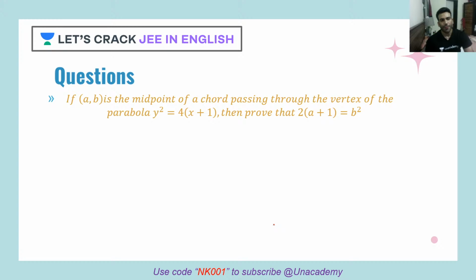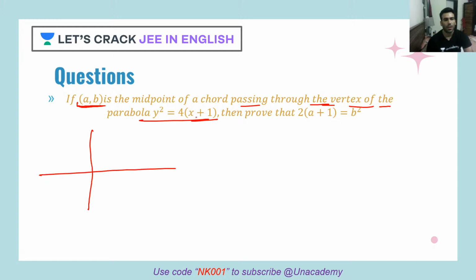If AB is the midpoint of a chord passing through the vertex of the parabola. So this is my parabola, and I can clearly see this parabola has its vertex at y equal to 0, and x equal to minus 1, comma 0. This is my vertex. Clear? Using this, what does this question say?